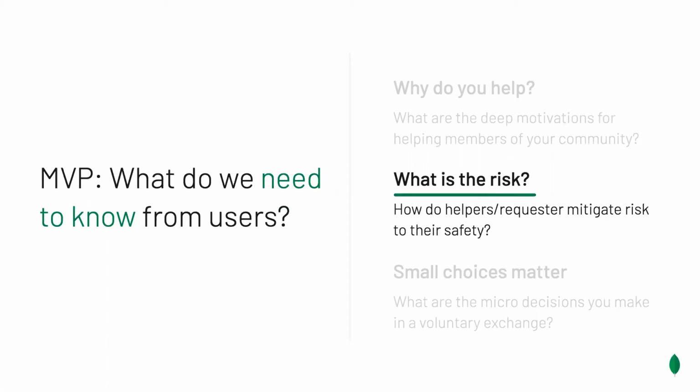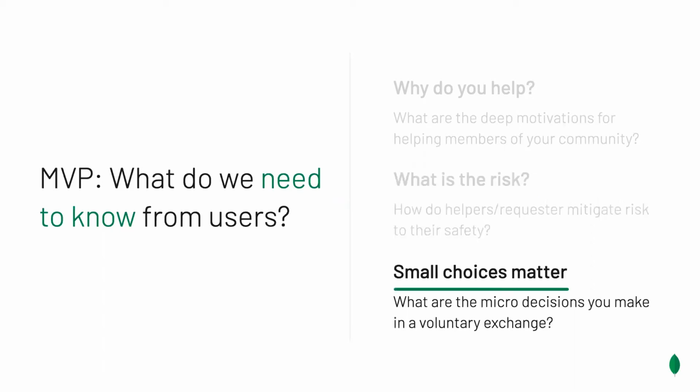What is the risk? How do helpers and requesters mitigate risks to their safety within these voluntary exchanges? And that small choices matter. So what are the micro decisions you make within a voluntary exchange of this nature within a crisis?